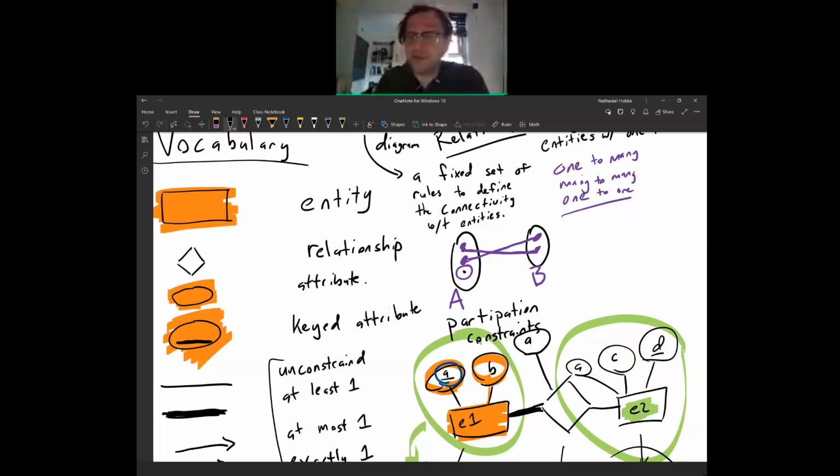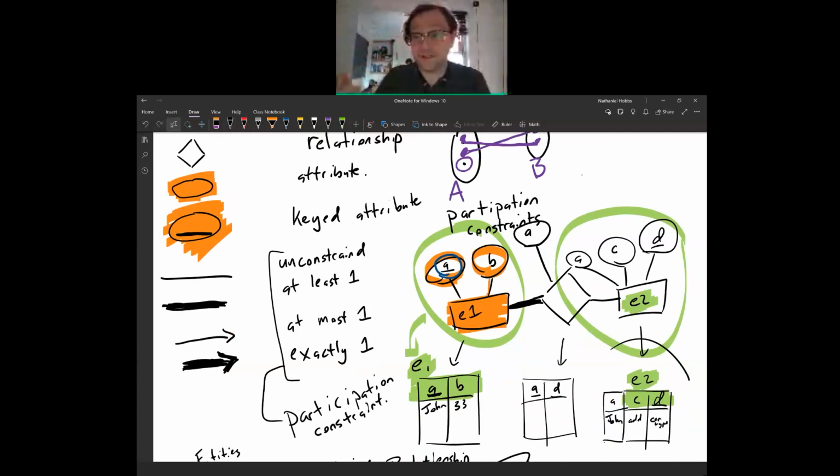Okay, so those are entities. Again, think of an entity as a table. So this entity E1 would be a table named E1. It has two attributes, A and B. So therefore there's two columns, A and B. A is the keyed attribute, which means that A has to be some unique identifier. Maybe I think about it like a social security number. It's some unique thing.